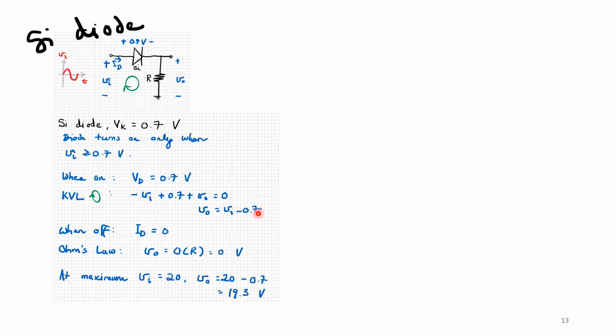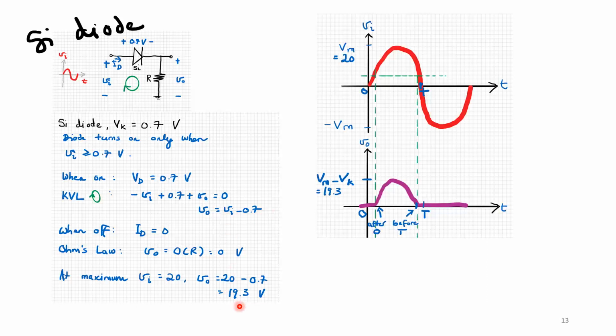If I look at this from this relationship here, which is V out equals V in minus 0.7, so if V in is 20, V out is 19.3 volts. So this is the diagram that we have.